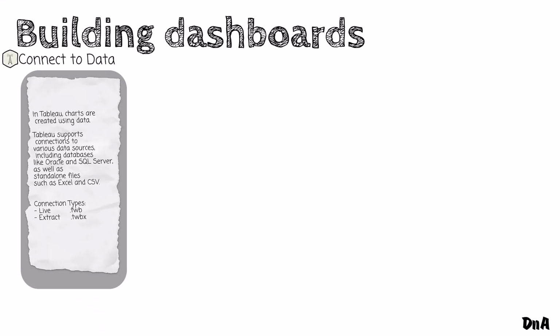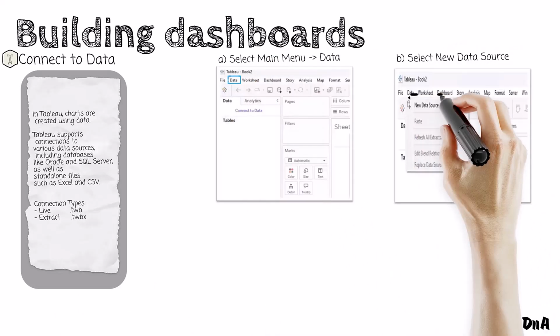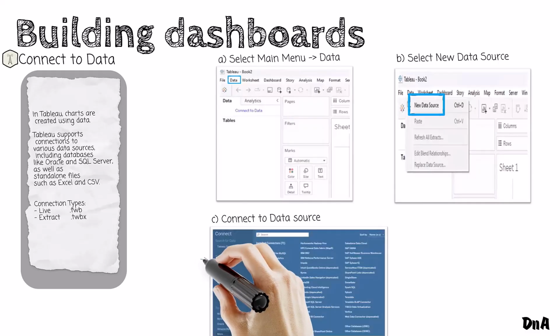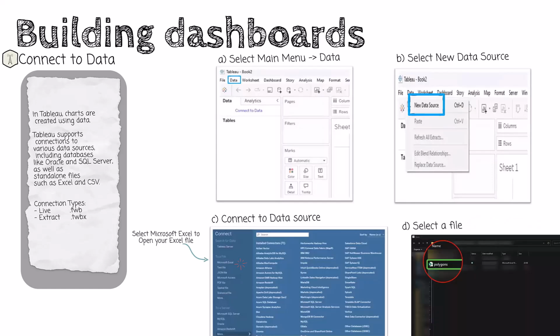Open Tableau Desktop and navigate to Data and select New Data Source. In the Connect window, choose Microsoft Excel to open your file, using the Open window. You can select any file with some data. For this exercise, I will use the file polygons.xlsx.